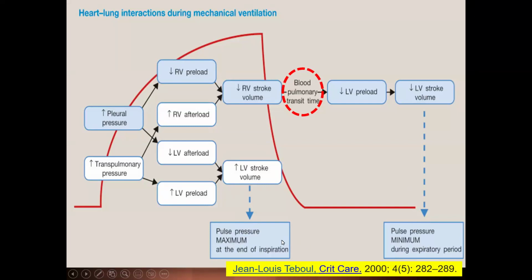This is the changes between the pulse pressure variation or stroke volume variation. Increase the variation at the end of inspiration and decreasing at the end of expiration. If you understand this graph, all the dynamic measurements you will understand. This is the principle of all dynamic measurement. Is it clear before going to the next slide?